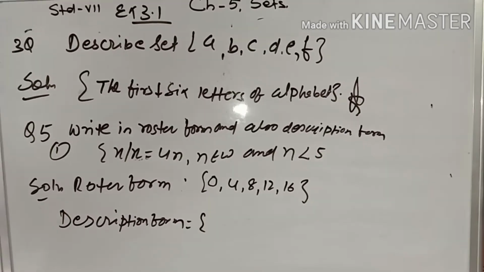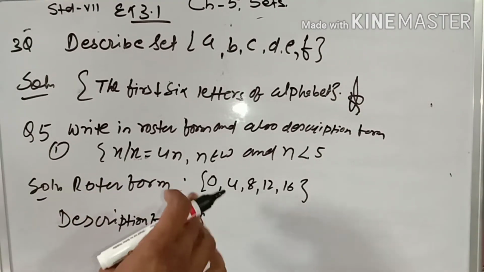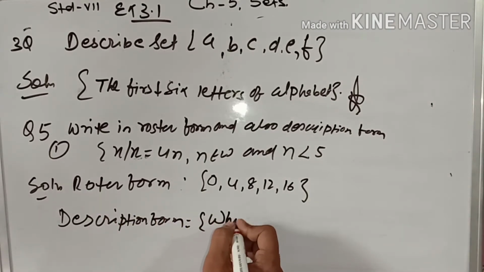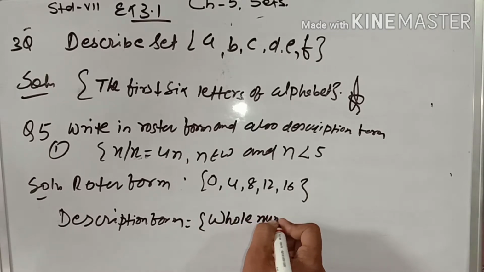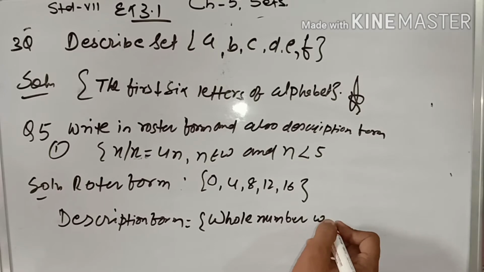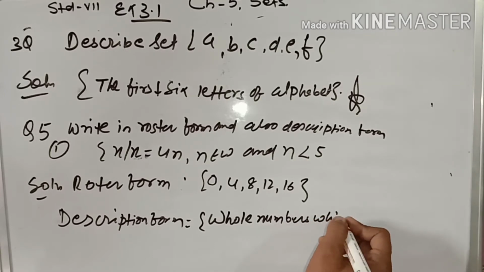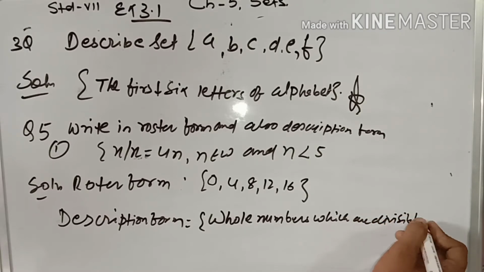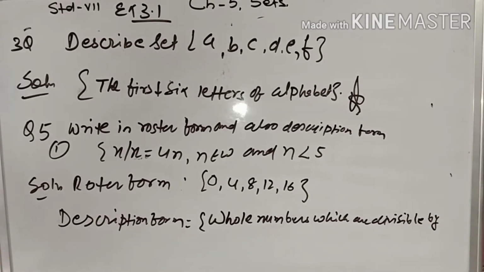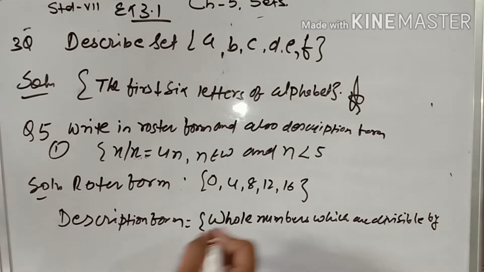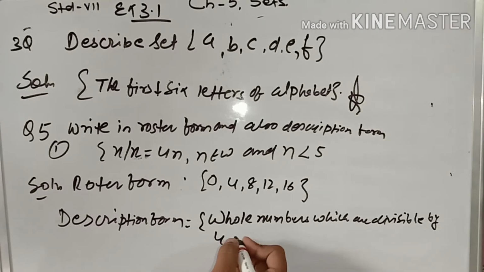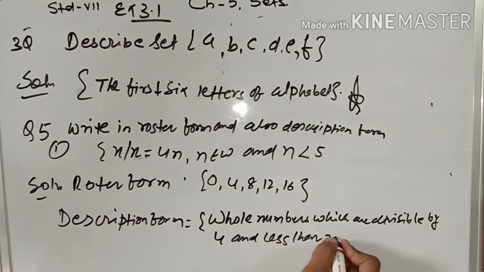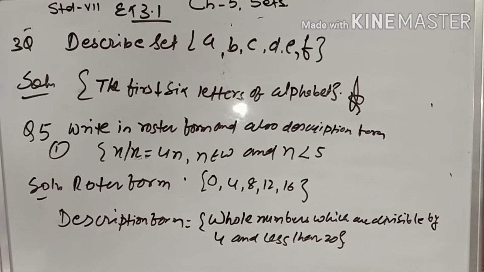Write down please. Now description form. So I can write: whole numbers which are divisible by 4 and less than 20. Write down please. This is your description form.